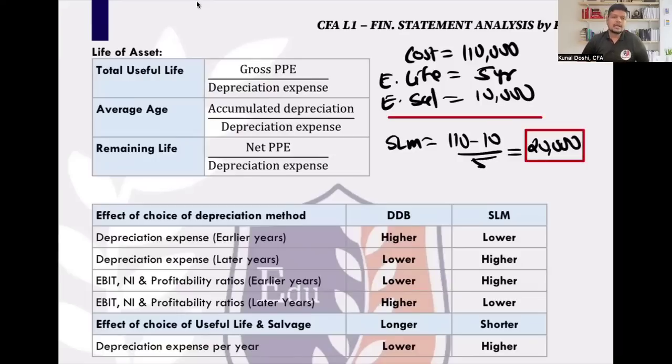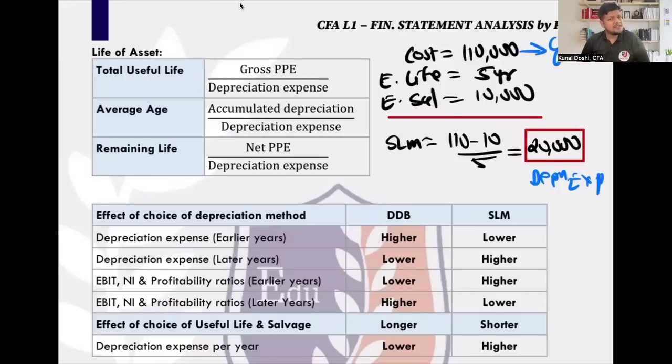Understood? Correct. Now, guys, here my depreciation expense each year will be how much? 20,000. What is the gross value of my asset? 110,000. Understood? Clear?